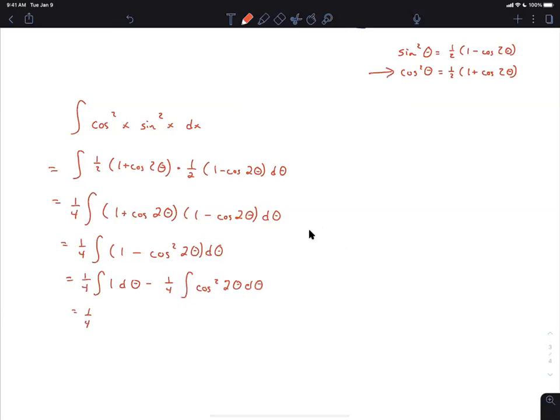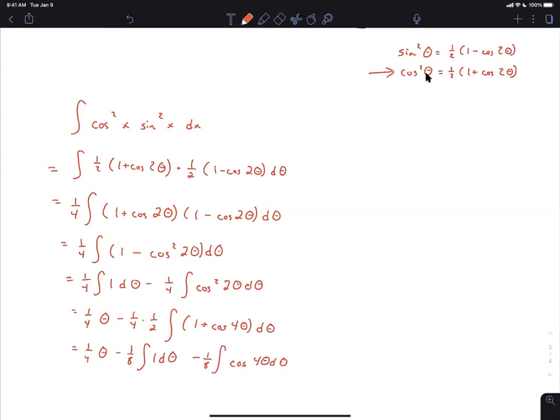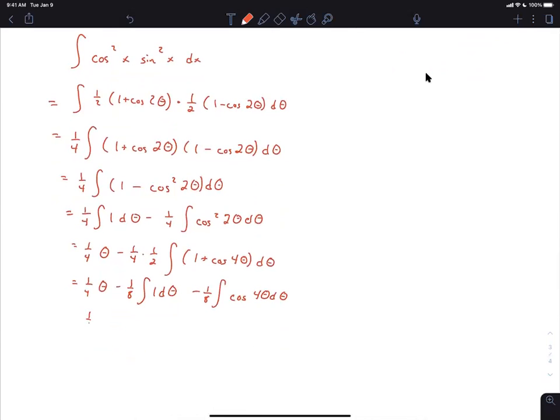So the first part is 1/4 theta. But now we're going to replace cosine squared of 2 theta with 1/2, which I'll pull out, and then 1 plus cosine of 4 theta. So it's like if 2 theta is here, then this is 4 theta. This is double whatever's there. So we get 1 plus cosine of 4 theta here. Now we split that up, and they both have 1/8 on them. And so now we've got 1/4 theta minus 1/8 theta.